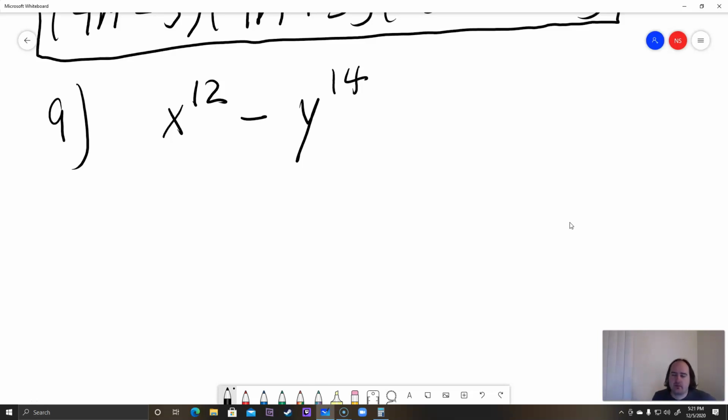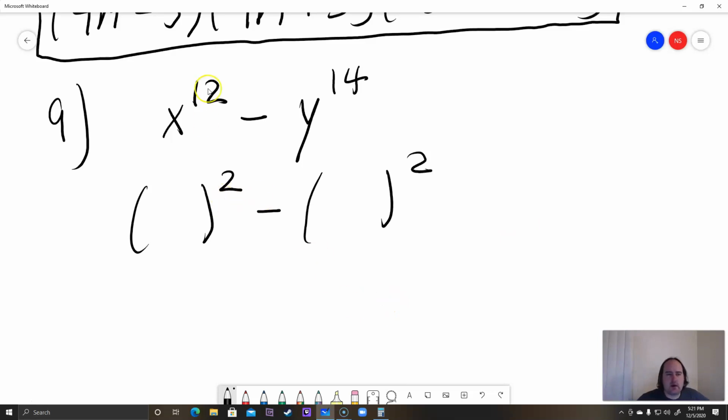Okay, so for this one, the tricky thing is just writing it as something squared minus something else squared. So first of all, we write our parentheses, and we want to have something squared minus something else squared. Well, what squared gives me x to the 12th? Well, like I said, you're multiplying these exponents when you're raising a power to another power. So we know we're going to need an x. And then we need to ask ourselves, this number times 2 gives me 12. So what times 2 gives you 12? Well, 6, right? 6 times 2 is 12. So this is actually going to be x to the 6th.